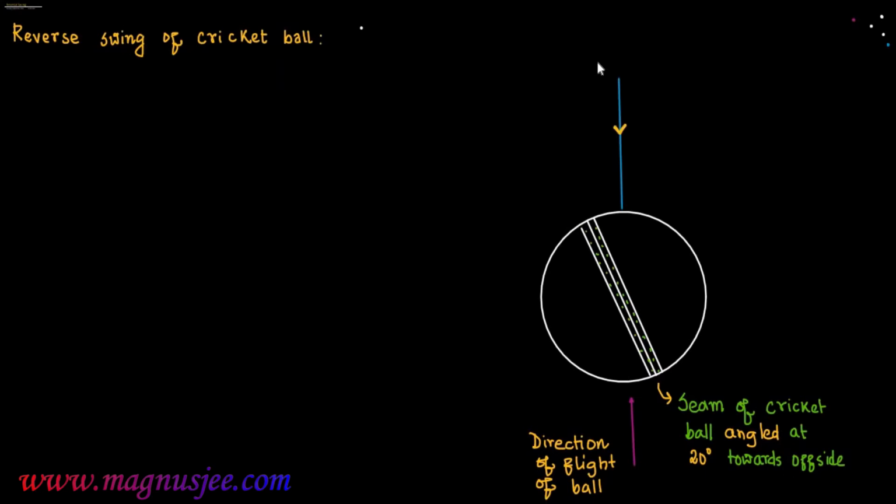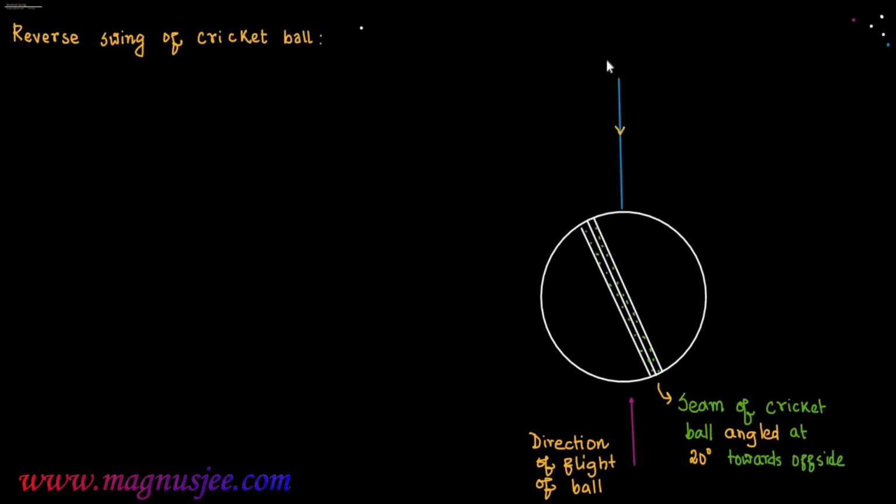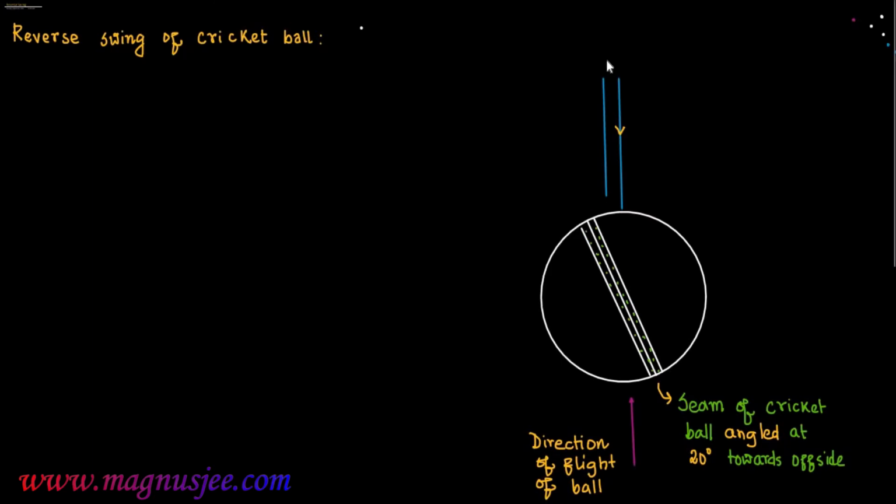Air is flowing in the opposite direction. This is the direction along which air is flowing. So these are the different layers of air which are flowing in the opposite direction of flight of the ball.